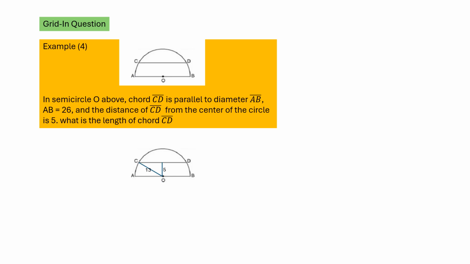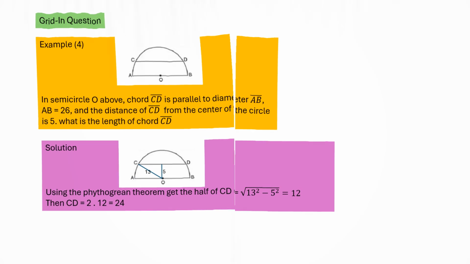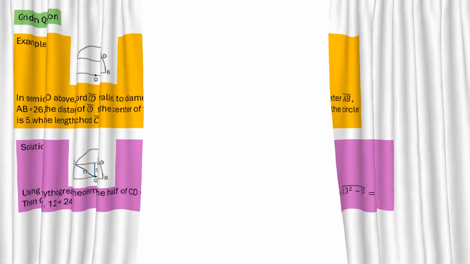First of all, we do some construction on the figure. We draw the radius from C to O, joining O and C. This is the radius, and the diameter is 26, so I put 13. And the distance from the center to the chord is 5, so I draw a right angle triangle, as you see. Now we can get the length of half of CD. So we apply the Pythagorean theorem. We can get the third side, which is 12. So double 12, CD will be 24.